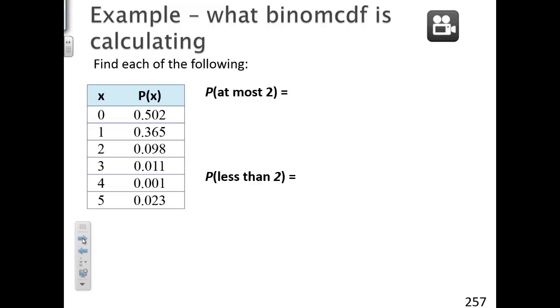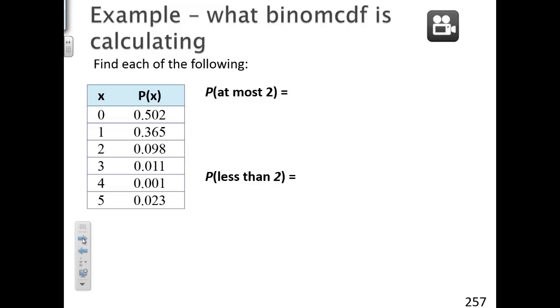The last few slides in the notes have talked about using the Binomial CDF function on the calculator to find the probability of more than one event. So what I want to do on these next few pages is just look at what the calculator is doing for us. We're not actually going to answer the question, what's the probability of at most 2? I just want to look at what the calculator is adding together for us when we use the Binomial CDF function. Okay?